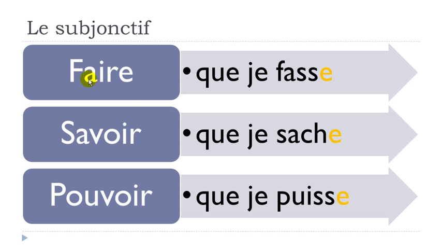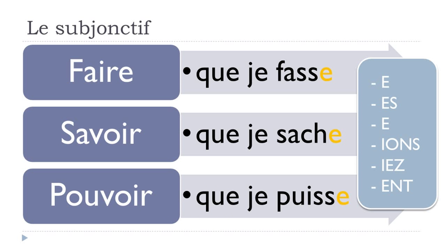Okay, so remember: faire, to do, que je fasse; savoir, to know, que je sache; pouvoir, can, que je puisse. All right? And then, of course, the endings: ES, IONS, IEZ, ENT.